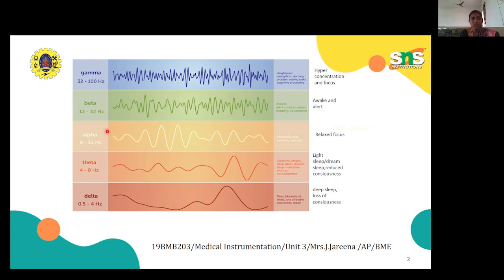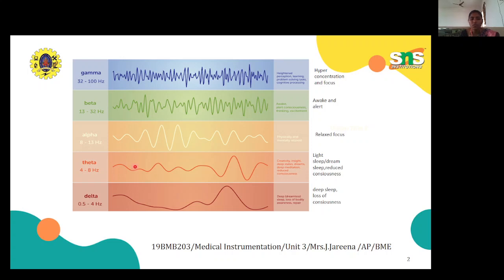So let's see the five basic types of brain waves which we usually get when we are recording EEG, right? So these are the five basic brain waves. If you see the brain waves, it is usually an irregular pattern. We don't have a standard waveform as with ECG and EMG. We have a standard waveform there, right?